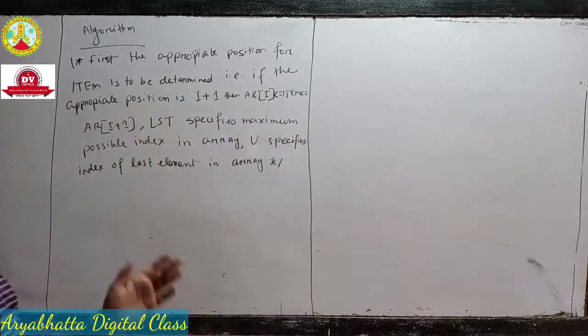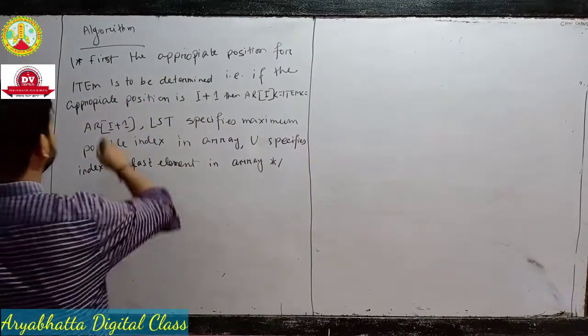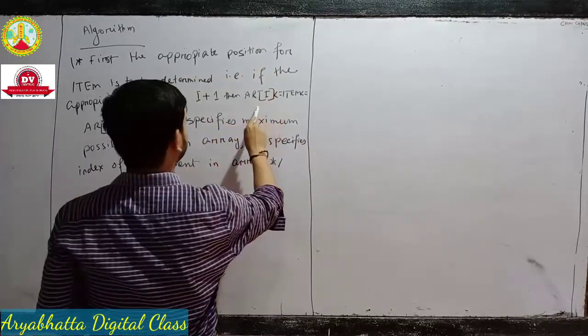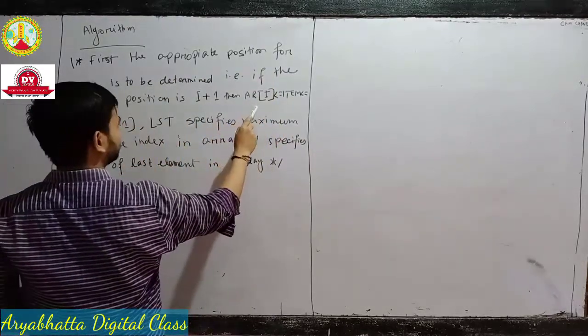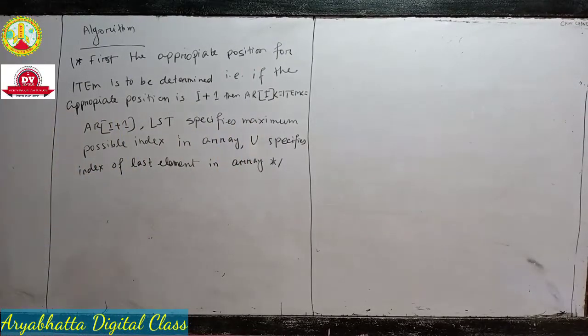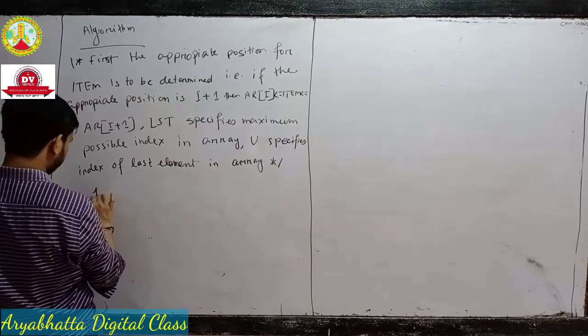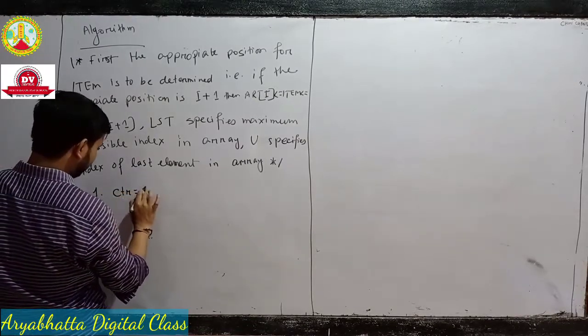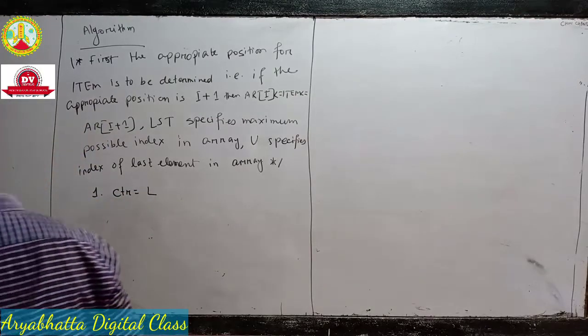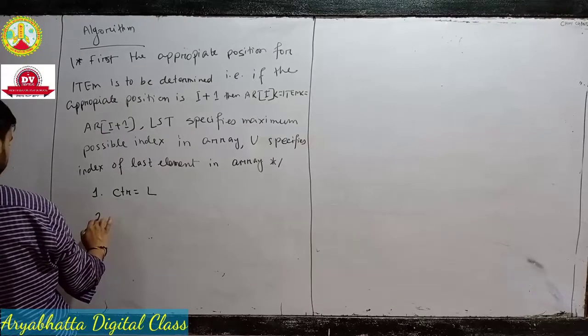Means all possibilities, there we have to define a position, suppose I plus 1, means item is greater than AR I and less than AR I plus 1. So, I show you the first step. CTR means what? Counter. Counter we take as L.